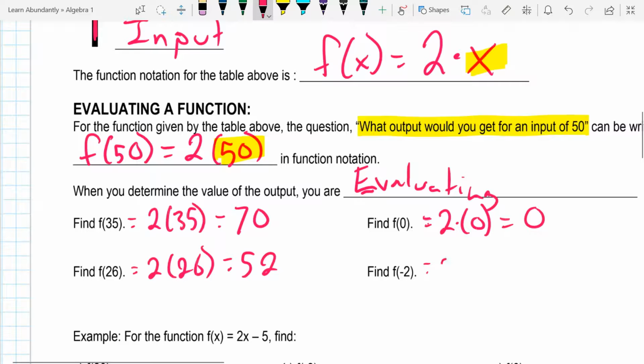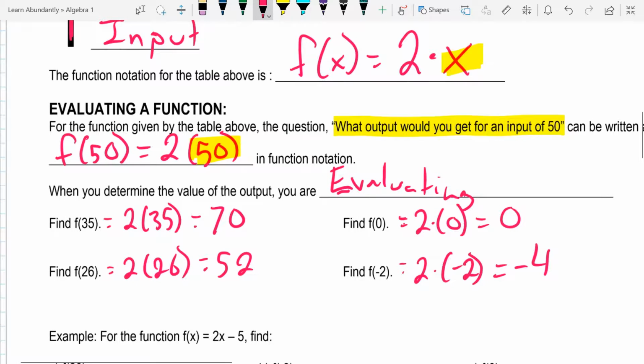We'd even do it with negative numbers, so we could do 2 times a negative 2, and that wouldn't shock you with negative 4, okay? So that's kind of the basics of how we evaluate a function. In function notation, if we see f of x, it doesn't mean f multiplied by x. It just means that's my rule for what I'm doing to my input.